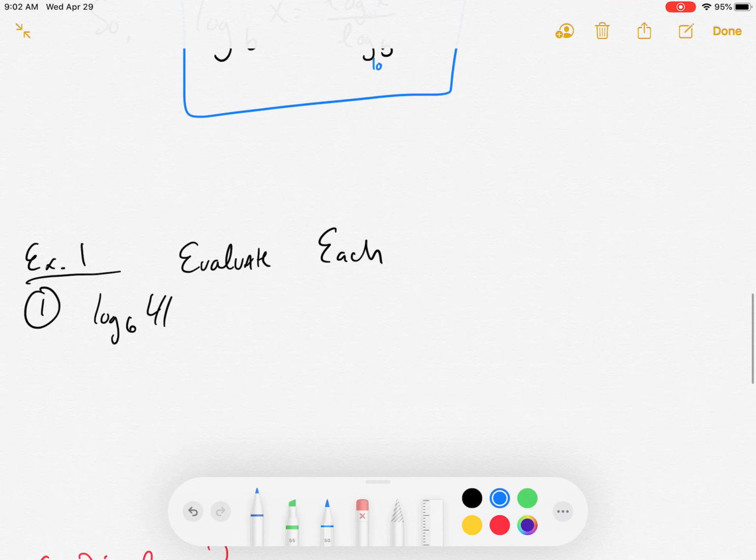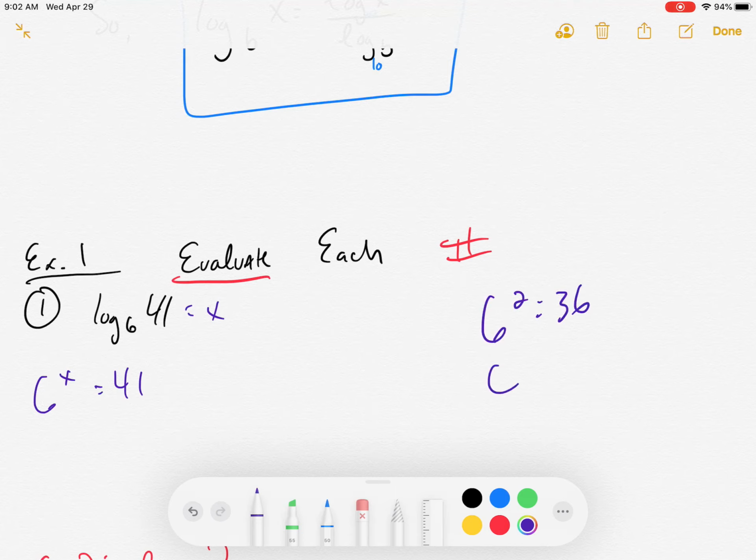Okay, so a few examples. It says evaluate, so that means our final answer should be a number. This problem is saying log base 6 of 41. Again, we add an x in there. So 6 to what power is 41? I don't know. I know it should be probably a little higher than 2 because 6 squared is 36. So 6 to some power is going to be 41. I would guess it's going to be about 2.1. But I don't know.